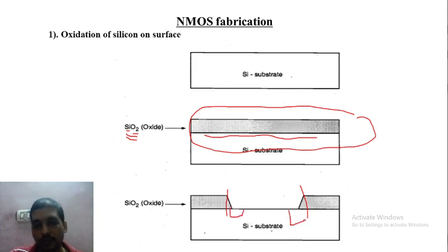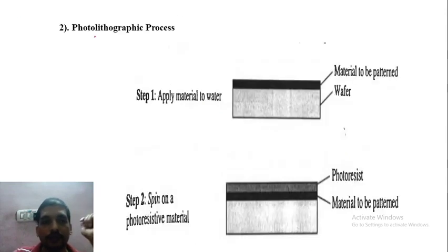NMOS, right? So how will we do it? We have to remove the oxide from this portion. This oxide needs to be removed, or we say it is to be etched away. This process is basically the lithography portion. What are the steps in this? Let us discuss what the photolithography process is.